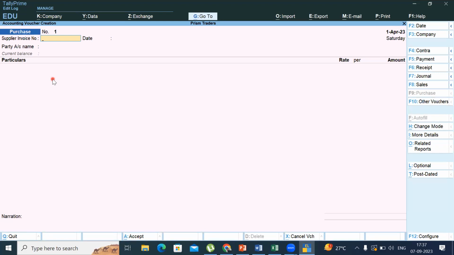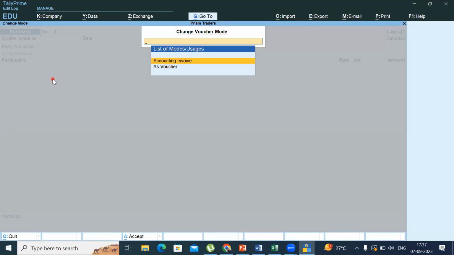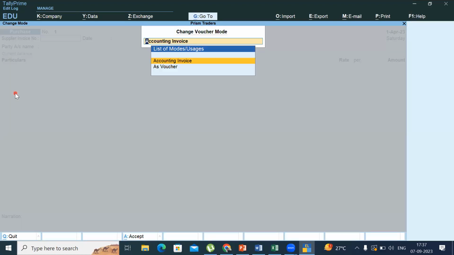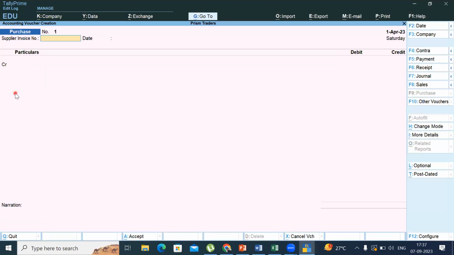So we would like to convert the accounting invoice into voucher mode. Press Control H here. See here, two options are there: accounting invoice and inventory invoice. By default, accounting invoice is open, but there is no debit and credit. Now just press Control H and select as voucher. See here, now it is ready for the debit and credit.